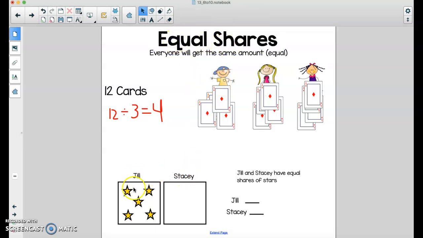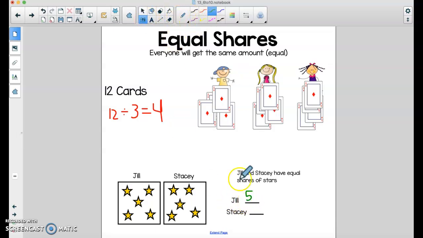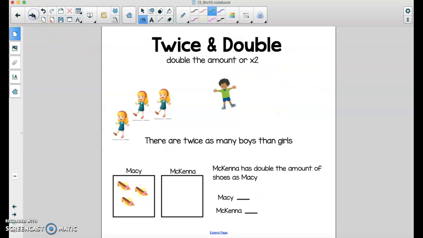All right, so if Jill has 5, how many would Stacy have? Well, what I would do is write that Jill had 5 and now Stacy gets the same amount. So she's going to have 1, 2, 3, 4, 5. So now Stacy's going to have 5 because they both have equal shares.